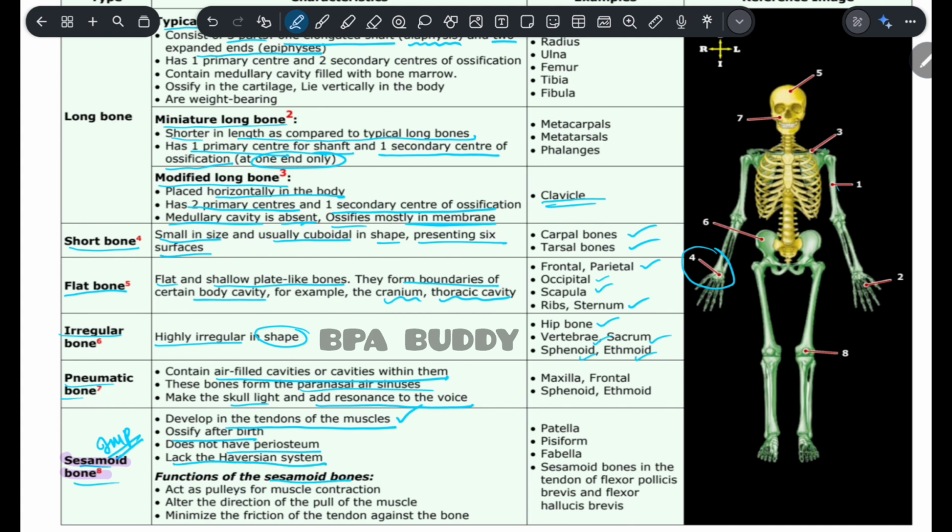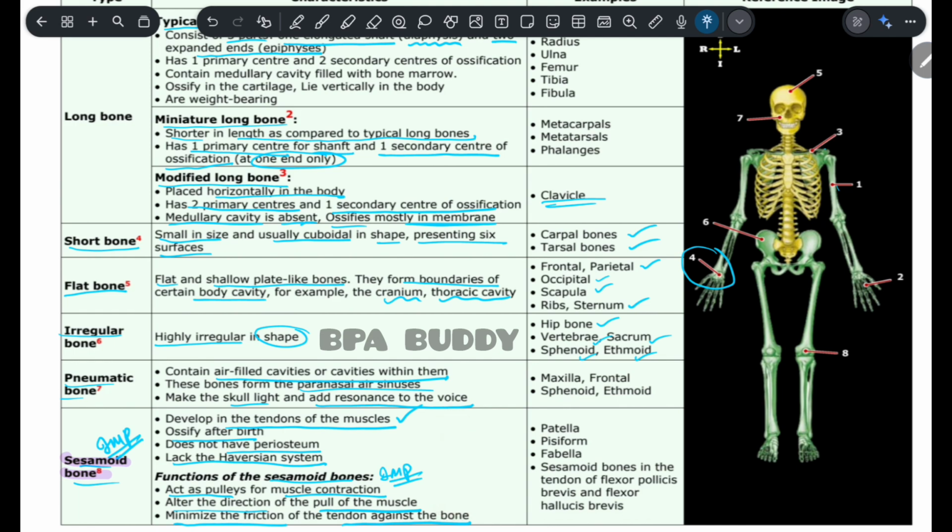The functions of sesamoid bone are also very important. It acts as a pulley for muscle contraction, alters the direction of pull of the muscle, and minimizes the friction of tendon against the bone. Here we can see our sesamoid bone right here. Examples are patella, pisiform, fibula, and sesamoid bones in the tendons of flexor pollicis brevis and flexor hallucis brevis. All these functions of sesamoid bone are very important.